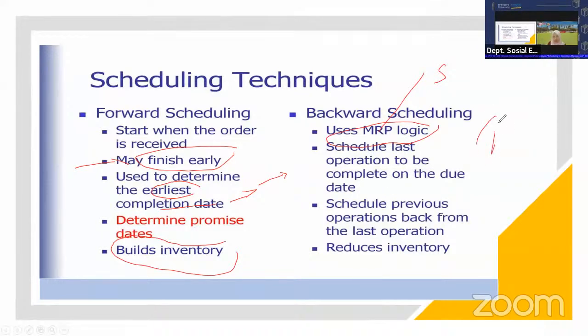Meaning to say that our last activity needs to be scheduled first in order for us to complete on the due date, right? And then we schedule the previous operation back from the last operation. So our last operation, we schedule based on it. Let's say, for example, our last operation is yesterday. So we need to schedule based on yesterday's operations. And for this backward scheduling, we can reduce inventory, because we can schedule our activity from previous operations.